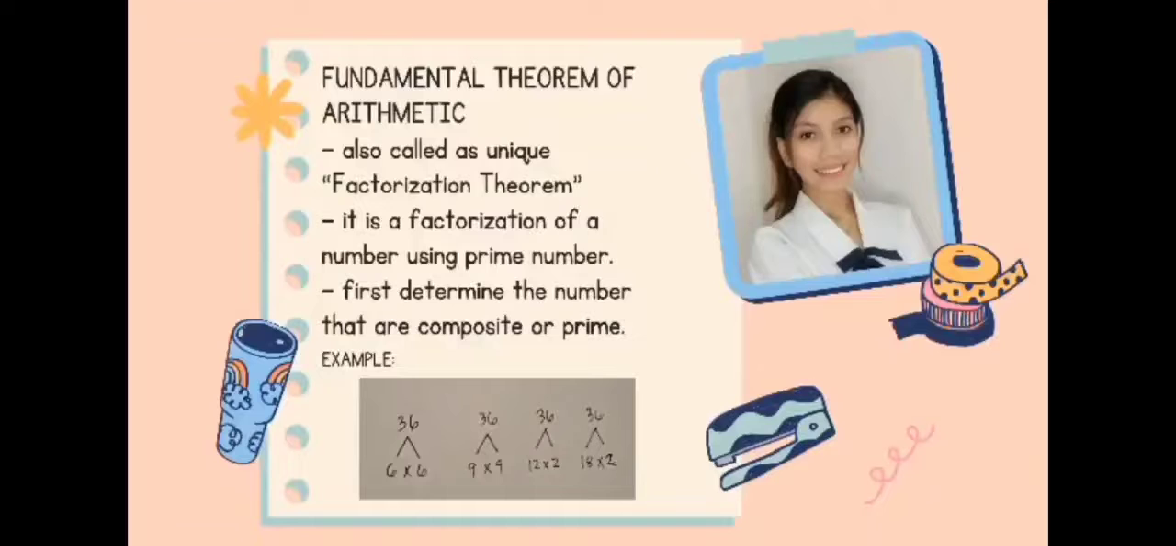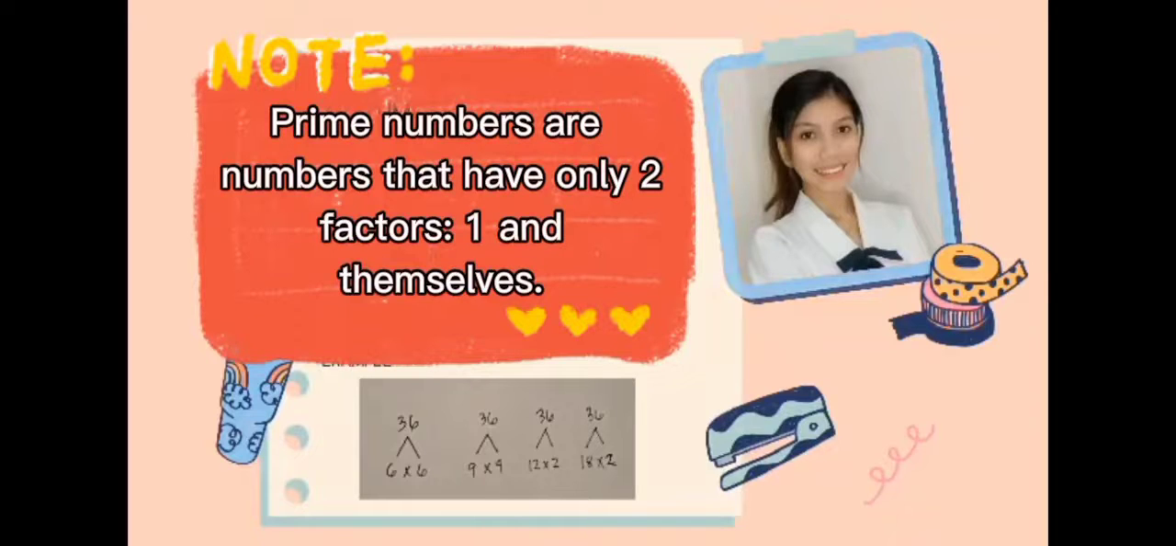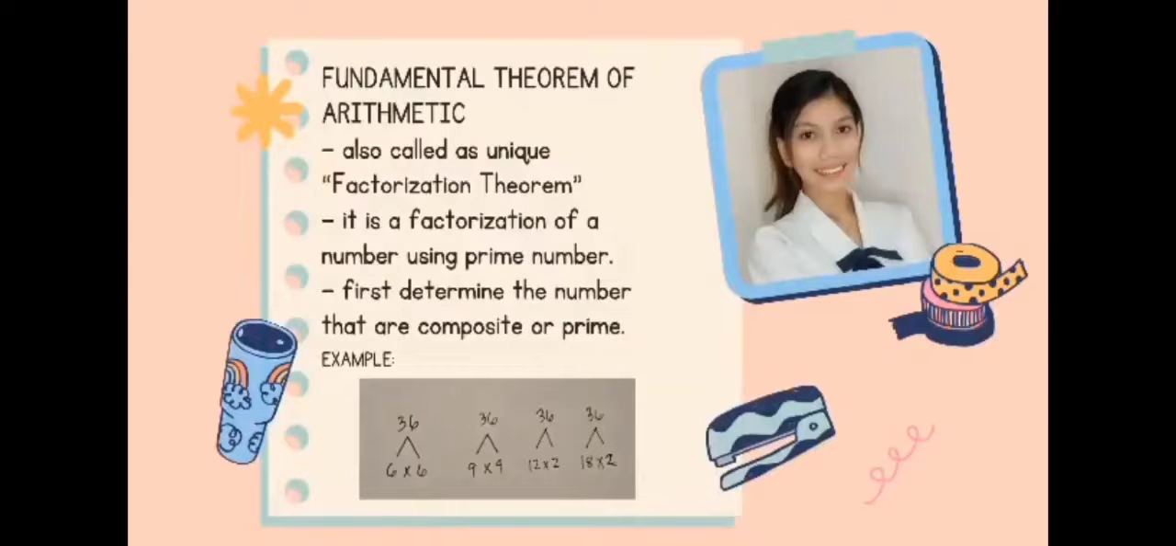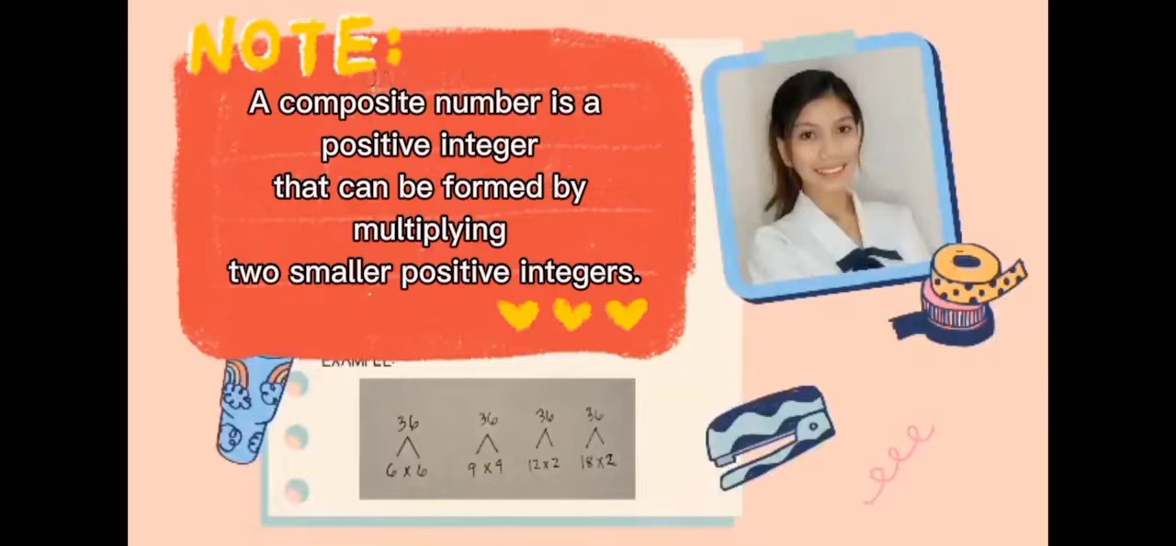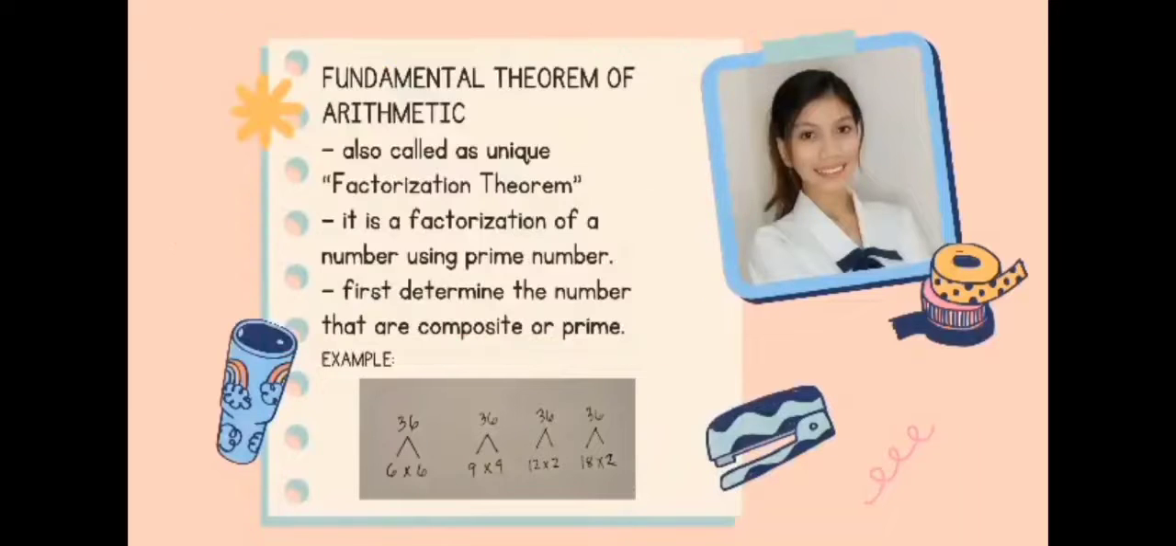First, we have to determine which numbers are composite or prime. So what do we mean by prime? Prime numbers are numbers that have only two factors, one and themselves. On the other hand, a composite number is a positive integer that can be formed by multiplying two smaller positive integers. Below are the examples. Basically, these are the factors of 36: 6 times 6, 9 times 4, 12 times 3, and 18 times 2. Now let's proceed to Theorem 3.1.